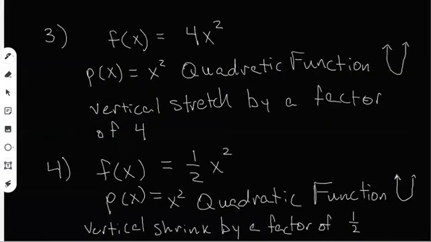And then the last ones we want to talk about are reflections. So that was number 4. So let's do number 5 over here. Let's say we're given f of x equals -2 to the x power. So this is the function that we're given, -2 to the x power. What's the parent function and what's the transformation?